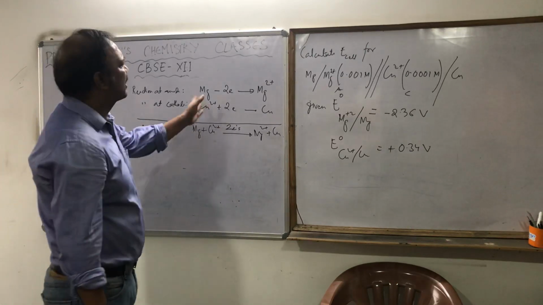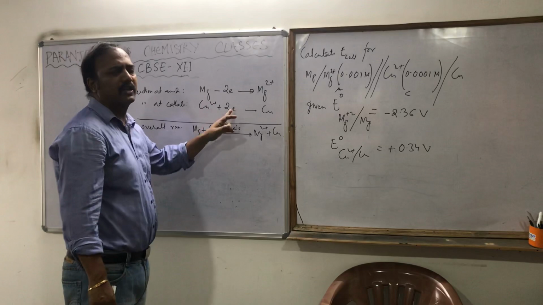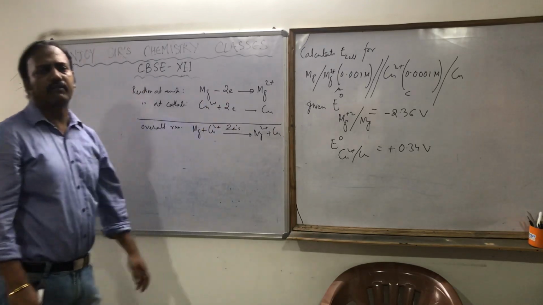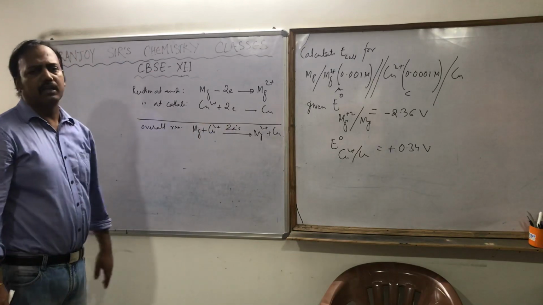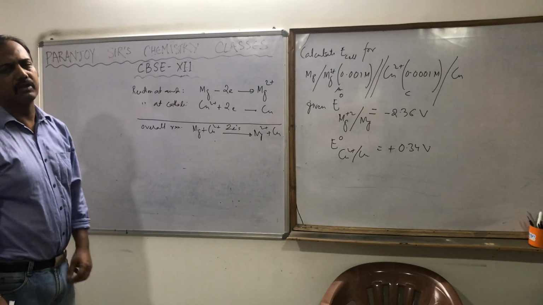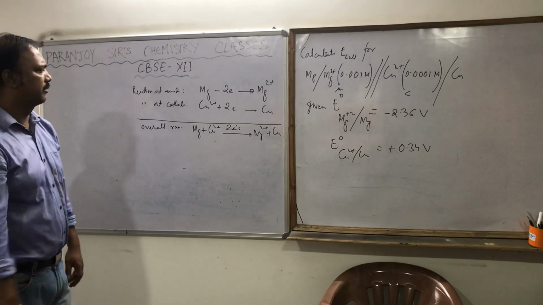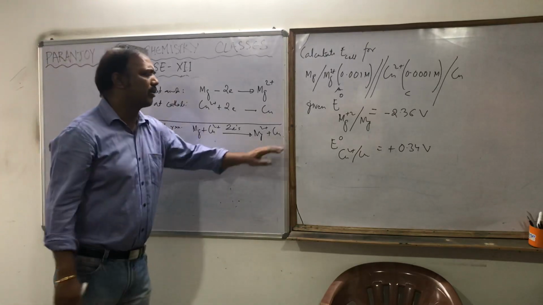Okay, whatever the number of electrons is after balancing, that will be your total number of electrons. In this case it's already balanced and 2 electrons are there. That is why the number of electrons involved in this particular reaction is 2. Fine. So we have got the overall reaction.